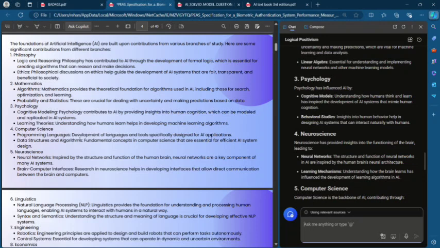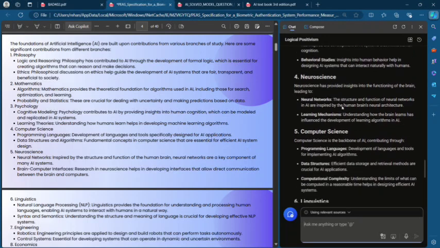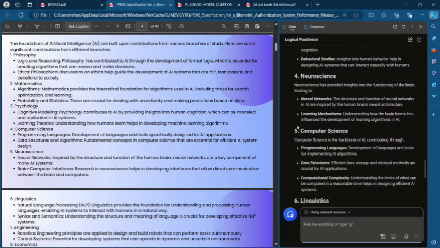And then you have data structures and algorithms: fundamental concepts in computer science that are essential for efficient AI system design. You can simply talk about the data structures used in various parts, and algorithms, and how data structures come under algorithms. Computer science is there here. In neuroscience we will talk about that. Programming language: development of languages and tools for implementing AI algorithms.